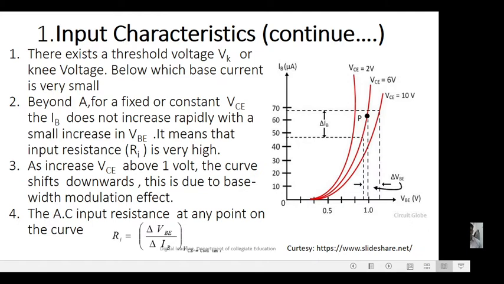The AC input resistance at any point on the curve, RI, is equal to delta VB by delta IB at constant VCE. This is the input resistance.